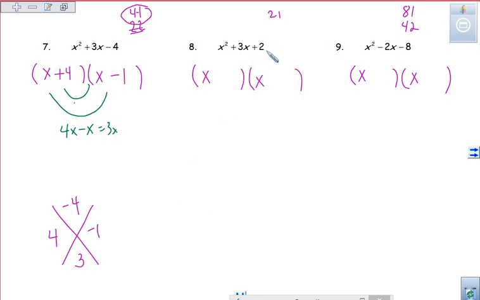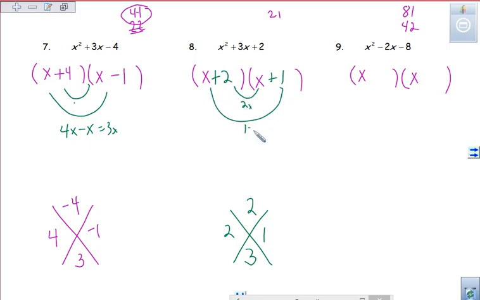Number 8, we need to multiply to 2 and add to 3. So my only choices are 2 and 1. Double check: 2x for my insides, my outsides give me 1x. Those two add to give me the 3x.